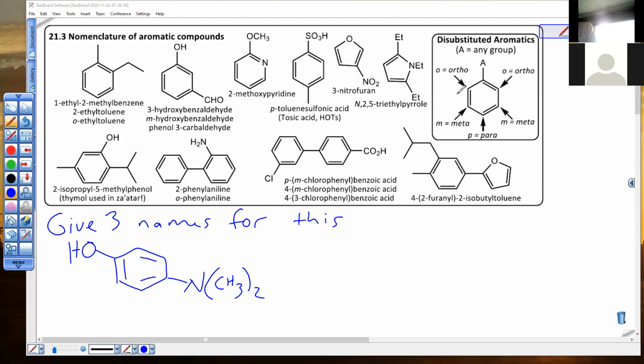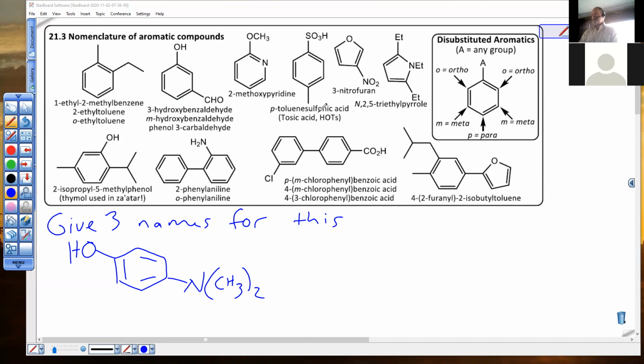Here's your generic di-substituted aromatic with one group already on it. The names would be ortho for the next group being here, or the same distance away on the left. If there was another group in this position, two carbons away, we call that the meta position. If there was a second group on the position as far away as possible, we call that the para position. We have examples of ortho, meta, para here, starting with our friend para-toluene sulfonic acid.